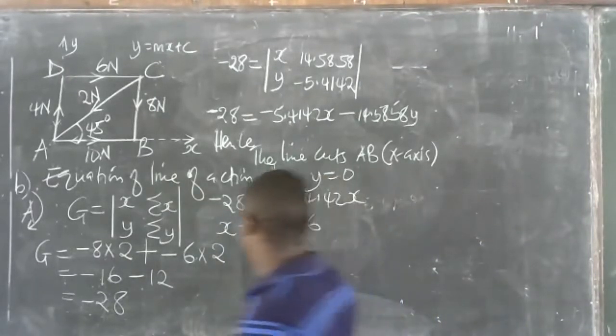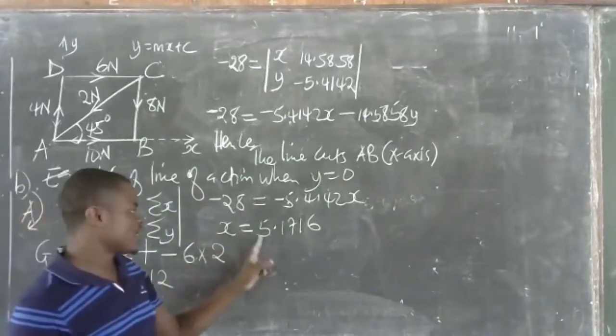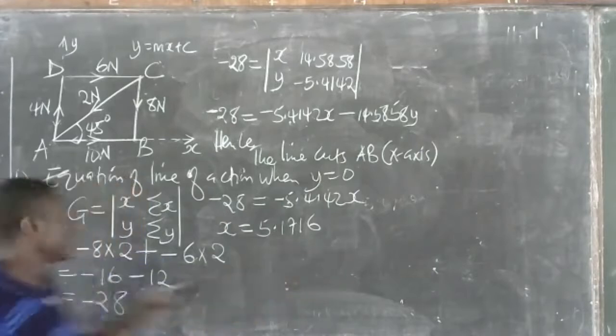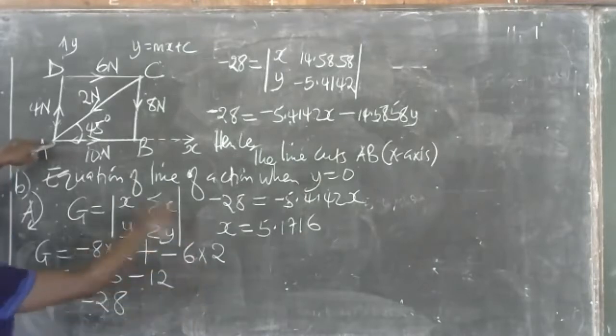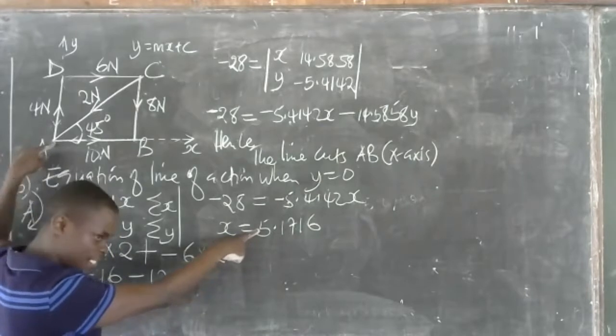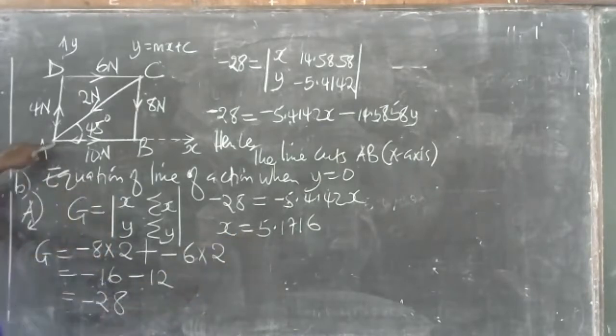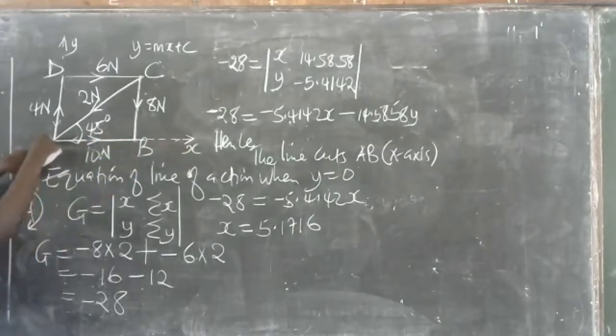Now we have three cases. Because A is the origin, that means you measure this distance from point A. The first case is when the output here is positive. If the output is positive, that means you move along the positive x-axis. If it is negative, you move in the negative direction, this side.